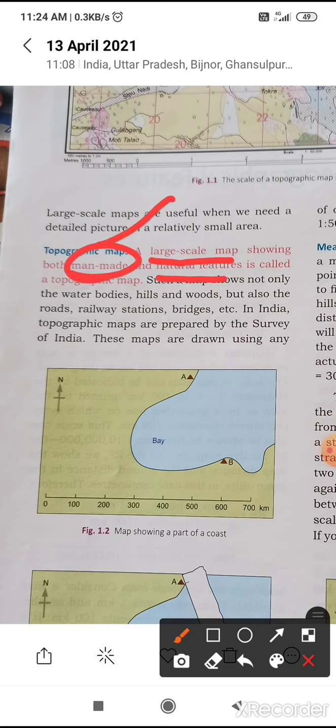Man-made, I'll tell you the example, like a hut, temple, church, mosque, they are man-made. And natural features are like hills, rivers, mountains. So they are known as natural features. When they are shown together on a large scale map, it is known as a topographic map.